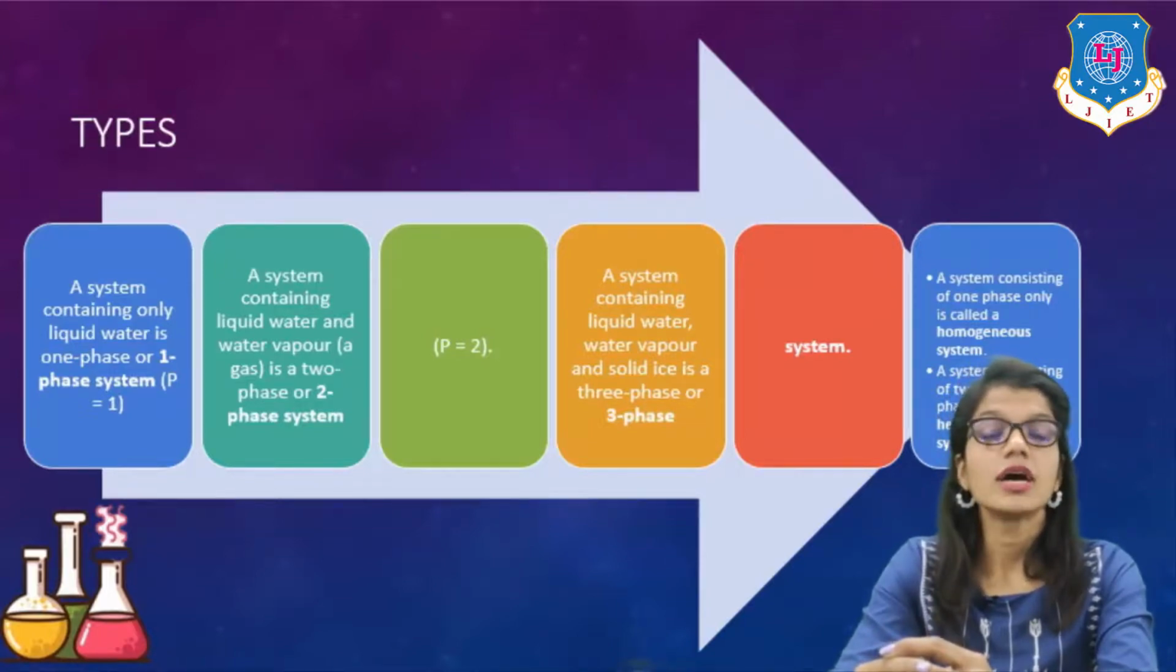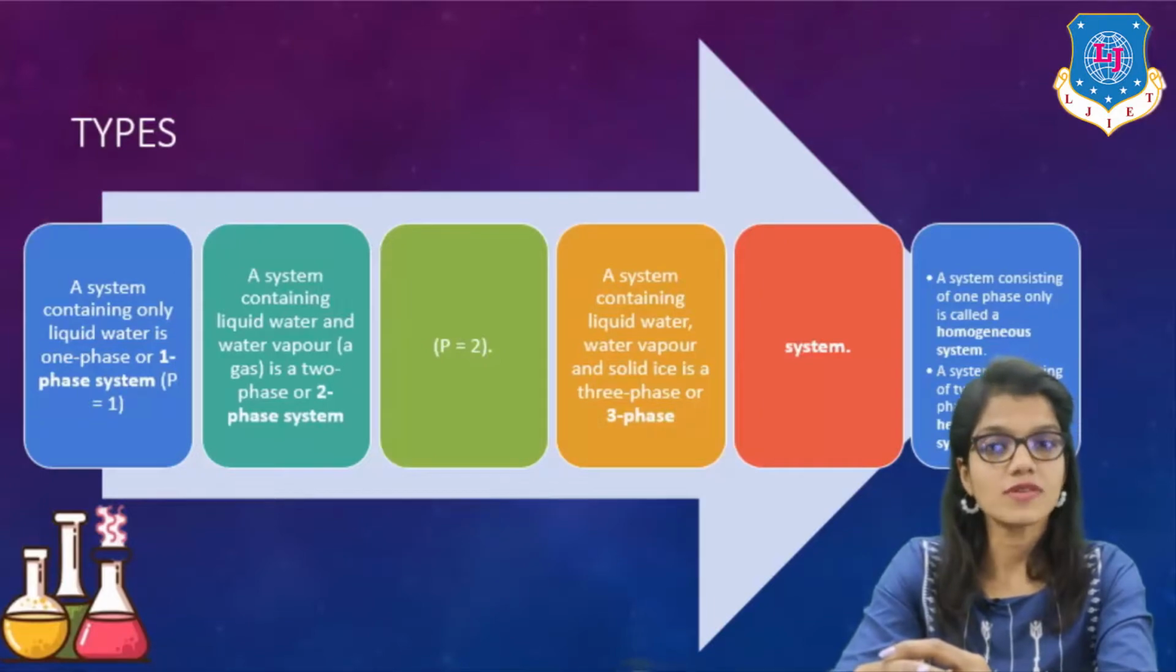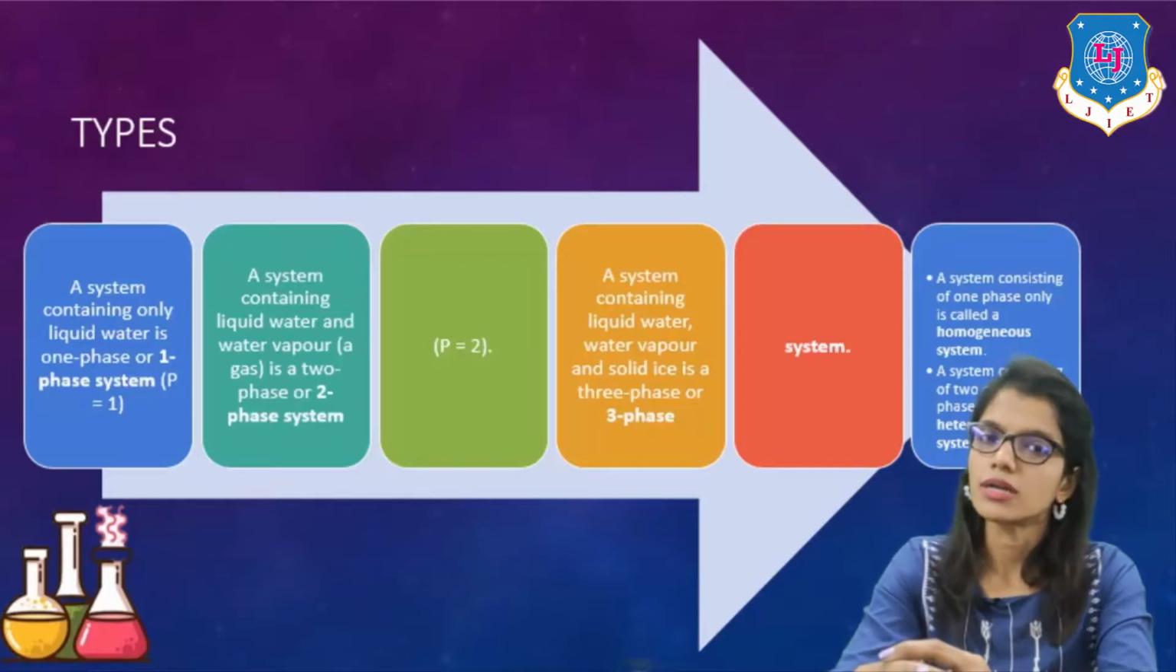After that we have a system which contains liquid water, water vapor and solid ice in contact with each other. This is known as a three-phase system, where the value of P is equal to 3. Okay? Understood it properly? Why have we taken it as a three-phase system? Because one is liquid, one is gas, another one is solid. So all three physical properties are different, although the chemical formula remains the same, and so it is known as a three-phase system.